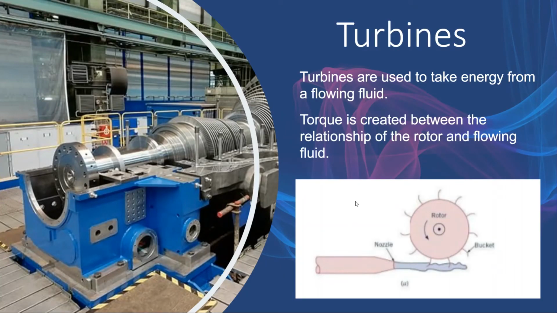Turbines are used to take energy from a flowing fluid. A torque is created from the interaction of the rotor and the flowing fluid. The torque is in the direction across the axis of spin angular velocity that is produced by the flow of fluid, as seen in the schematic below. An example of an industrial turbine is seen on the left.